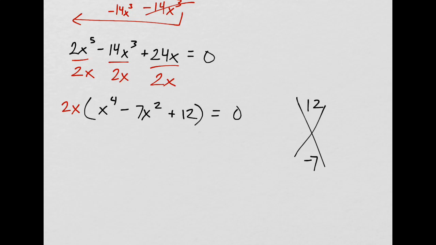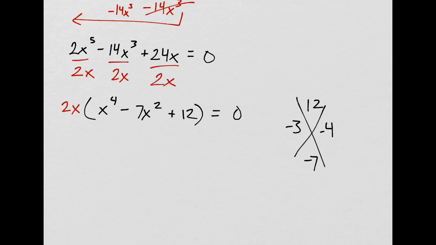And then, winner, winner, chicken dinner. 12. What times what equals 12? 6 and 2? That doesn't work. So that would be 8 or 4. What else? 3 and 4. Oh, there it is. 3 and 4. It looks like both of them are negative.